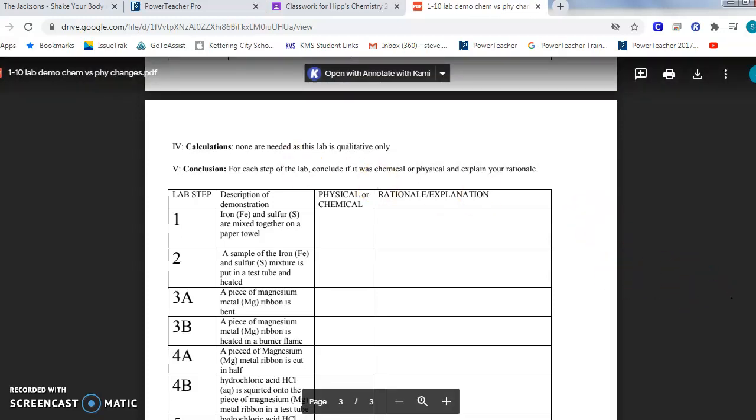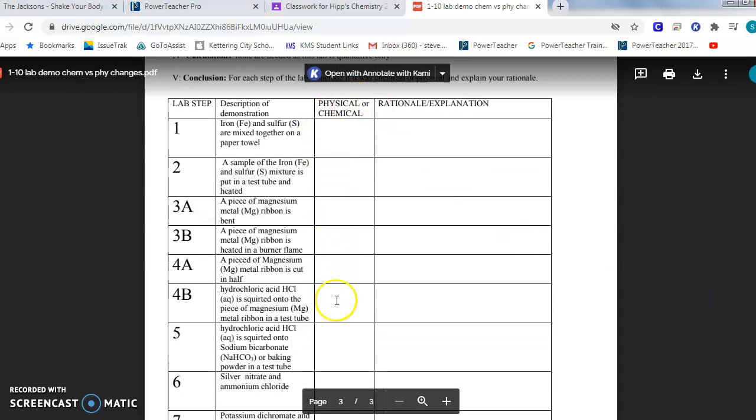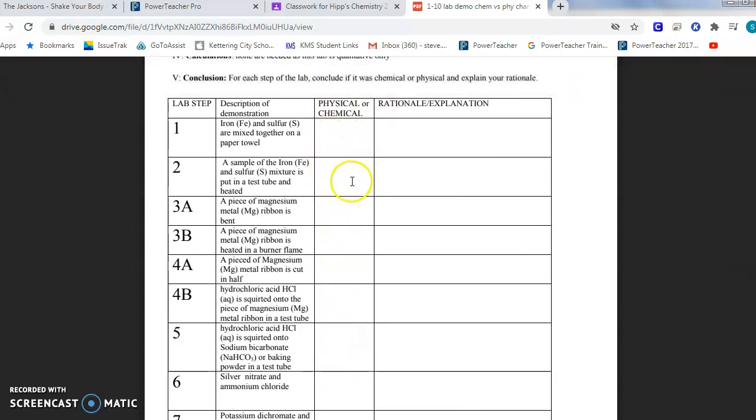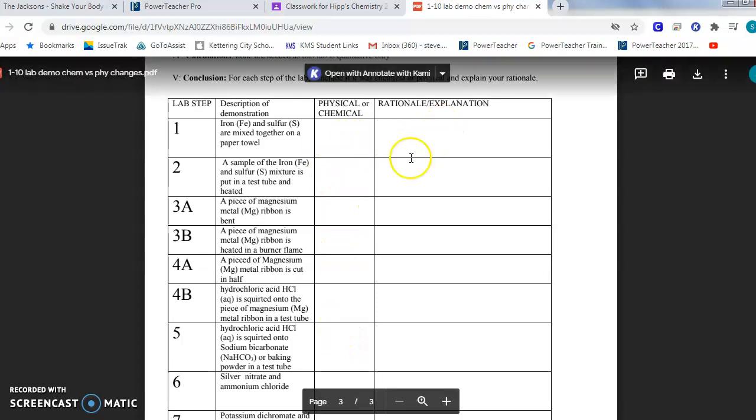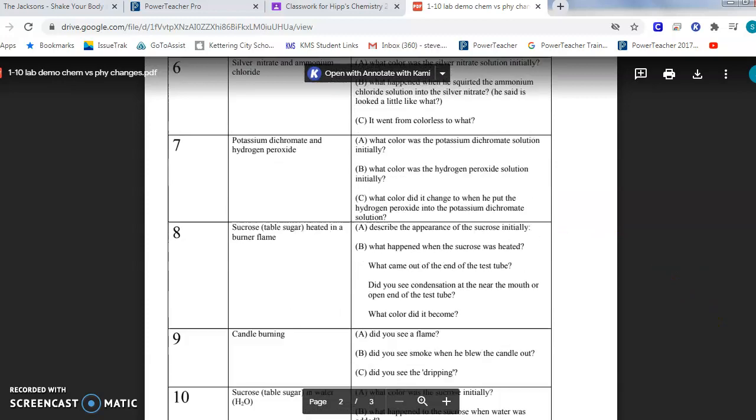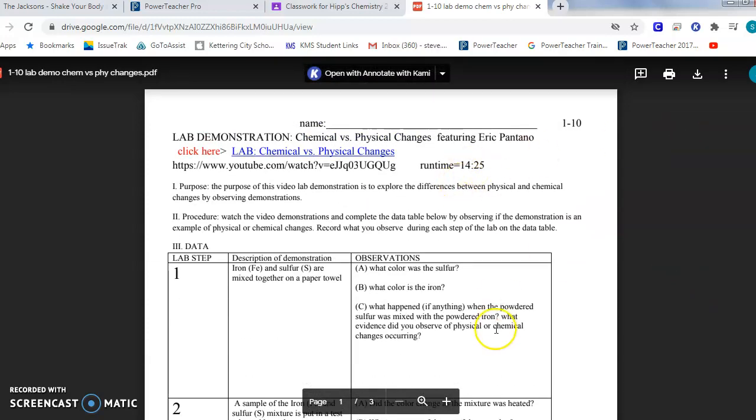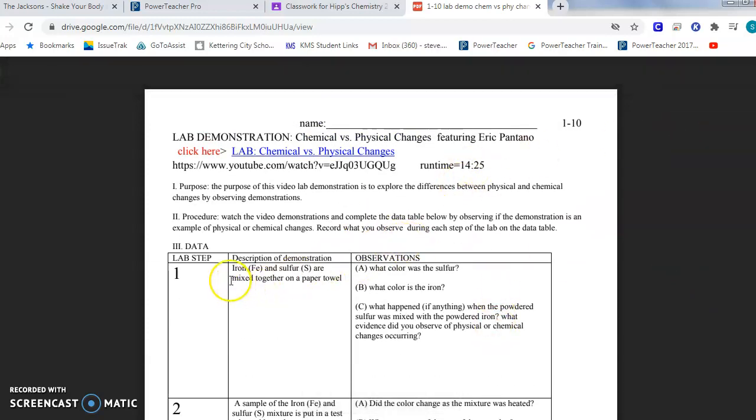But at the end of the lab, you'll decide if each of those actions that you saw were physical or chemical. You'll write physical or chemical right in here, and then you'll explain why you made that conclusion. That is today's lab report. Again, when you're done, compare it to the answer key to see if there's some agreement, and maybe you can check your level of understanding.